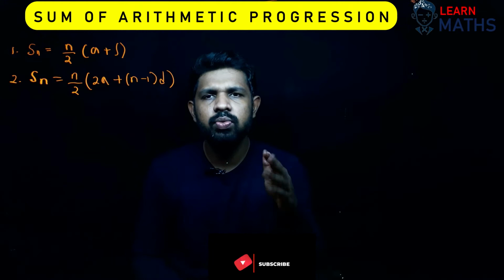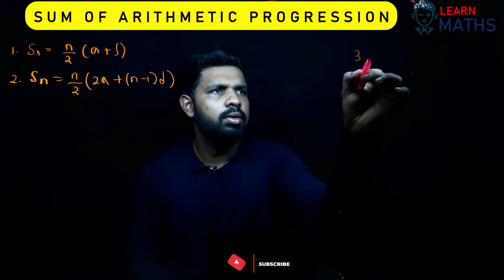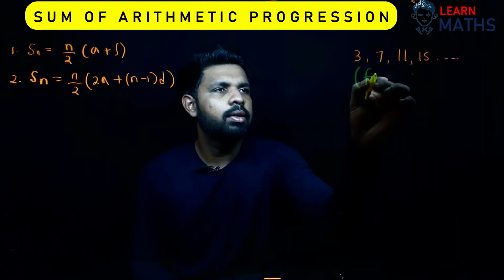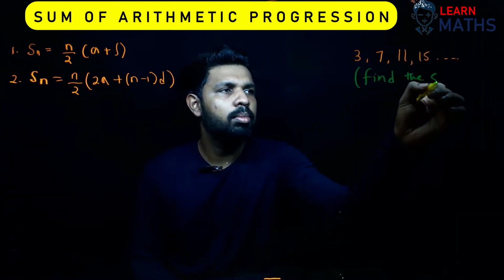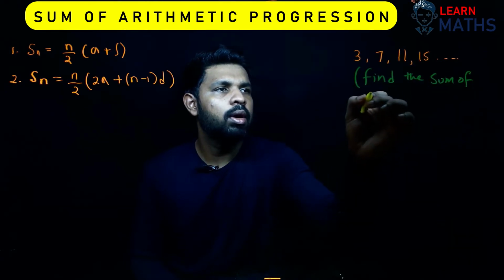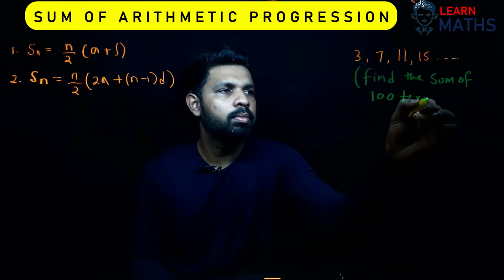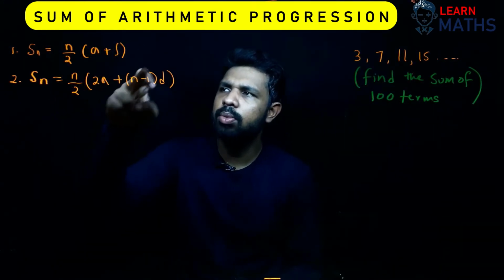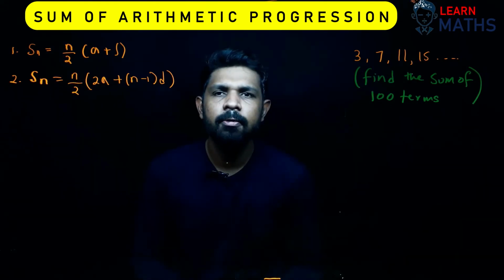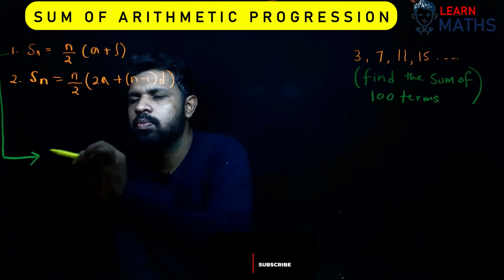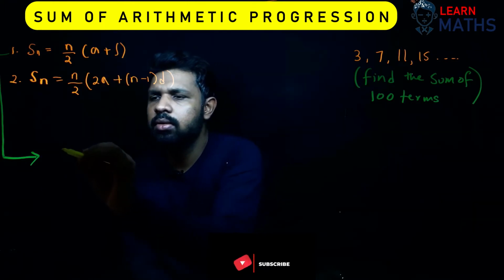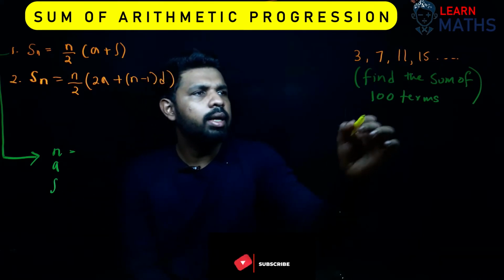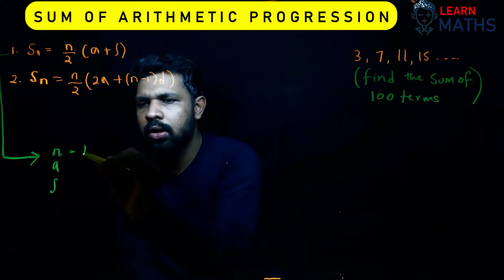Let's take the same example which we used in the previous video, that is 3, 7, 11, 15 and so on. Let's find the sum of 100 terms for this arithmetic progression. So first let's use the first formula to find the sum. The requirement of this formula is n, a and l. So n we know, that is we are finding for 100 terms, so n is equal to 100.